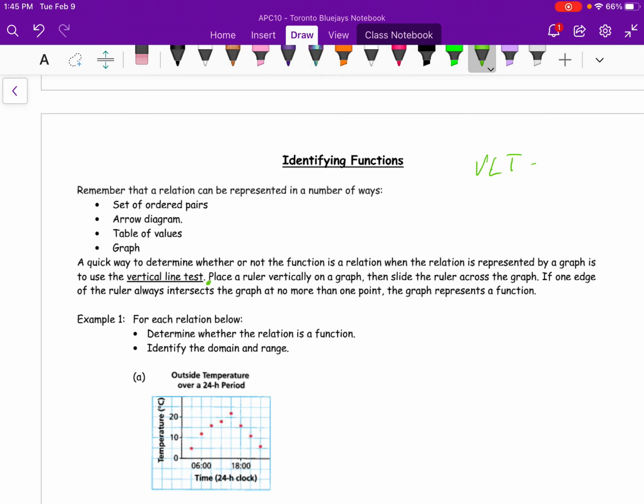So here's the way they describe it. Place a ruler vertically on a graph. Then slide the ruler across the graph. If one edge of the ruler always intersects the graph at no more than one point, then the graph represents a function. The two ways that I have explained it are identical.